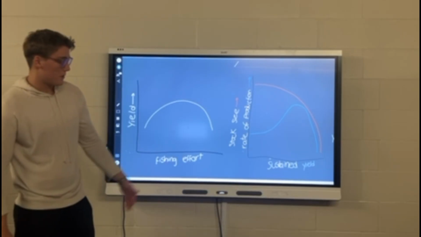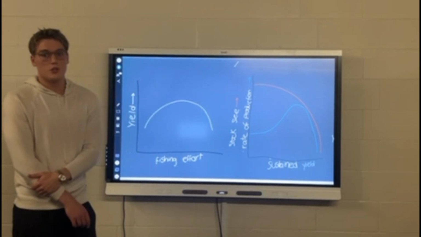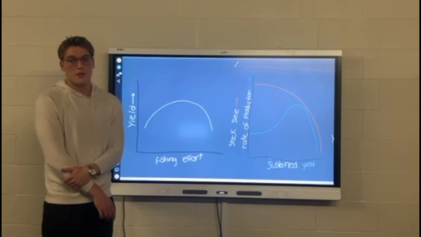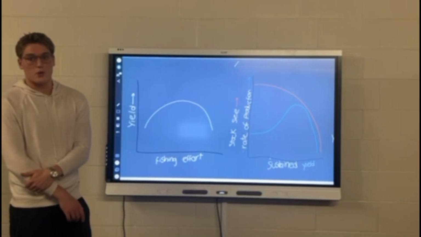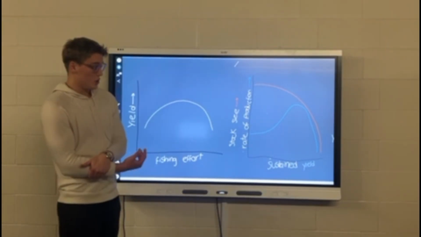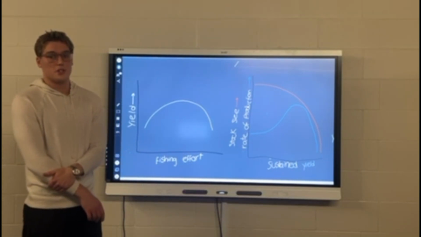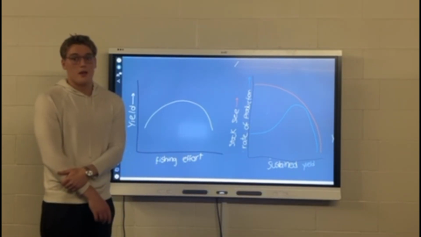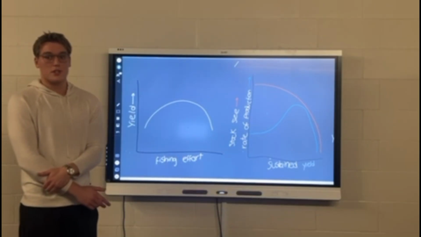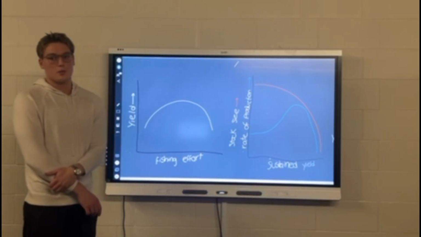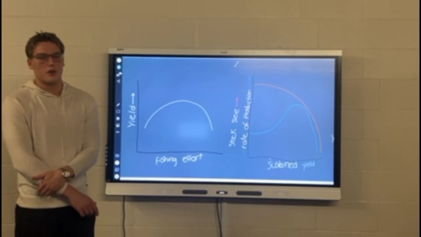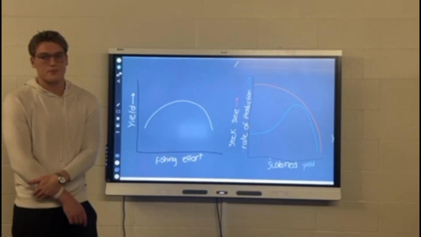So here is a graph which shows this. When the fish stock is very large, there is a lot of competition for food. Growth and reproduction per fish is low. As the population decreases due to fishing, more food becomes available per fish, individuals grow faster and reproduce more, so the rate of reproduction increases.